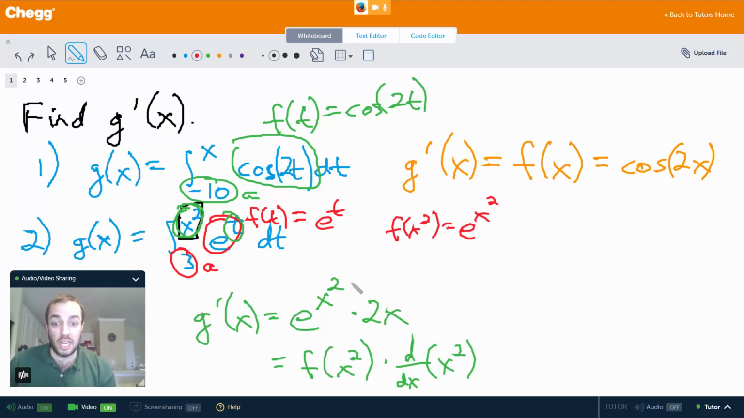And then the chain rule tells us that we have to multiply by the derivative of the x squared, which is why we're doing this. And the derivative of x squared is just 2x. So that's why we have e to the x squared times 2x. So then our final answer is just 2x e to the x squared. Okay, so that's our answer for number two.